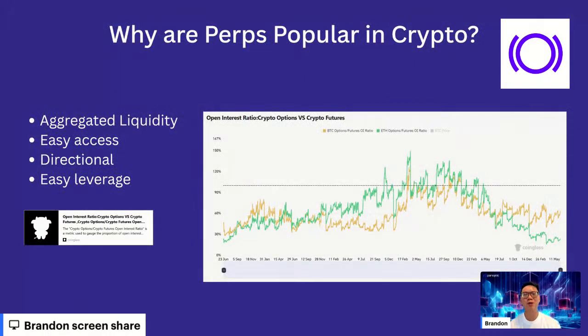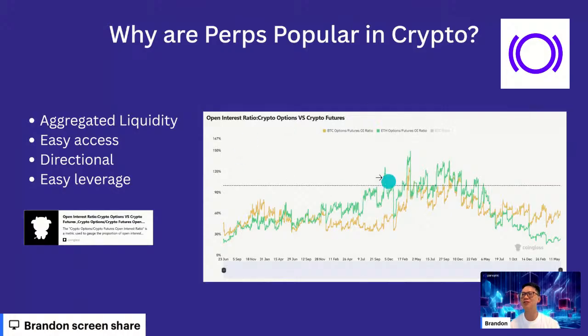And you may have heard of perps in crypto. Now, why are perps so popular? Well, for one, there's one perp contract for every market. So they aggregate liquidity. They're easy to access. They're available in so many places. They're directional, which makes them very simple. You either go long or you go short. You bet the price goes up or down. And the leverage is just a slider. You can go from 1x to 20x or more sometimes. And so it makes it really, really easy and simple if you're betting directionally.